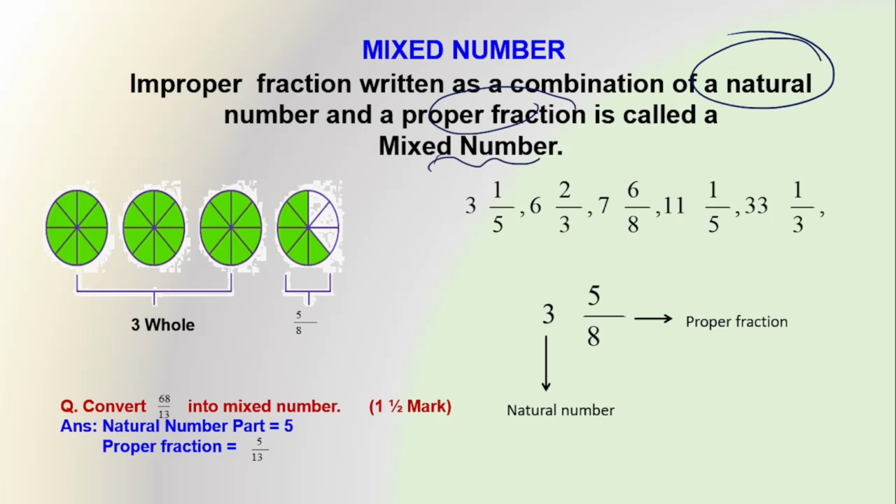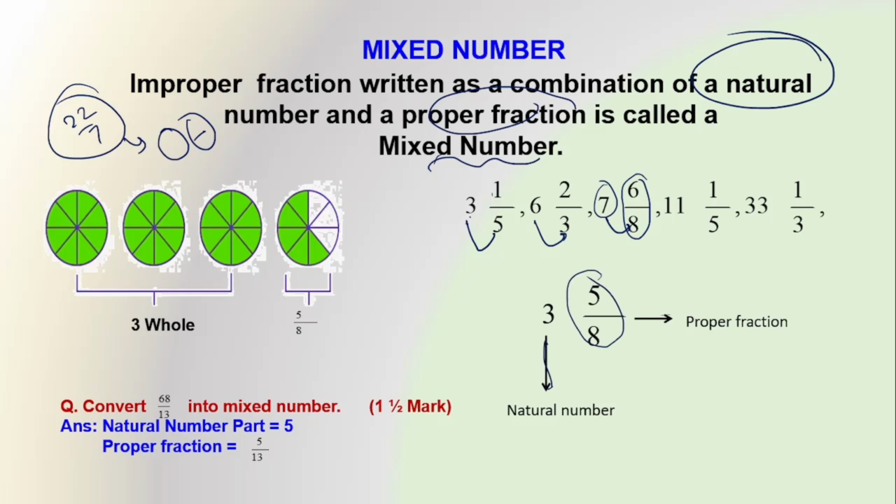Remember, if an improper fraction, suppose 22 by 7, is written as a whole or natural number with a proper fraction, it is called a mixed number. Example: 3 whole 1 by 5. How to read? 3 whole 1 by 5. 6 whole 2 by 3. 7 whole 6 by 8. Here the 3 is known as the natural number, and the other part is known as the proper fraction. Mixed number means a combination of a natural number and a proper fraction.